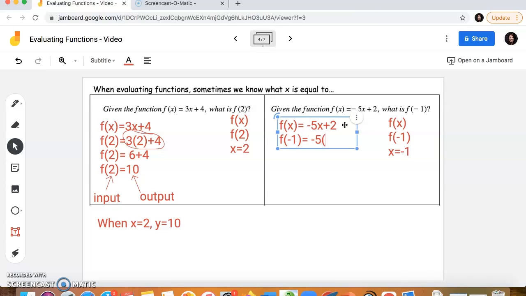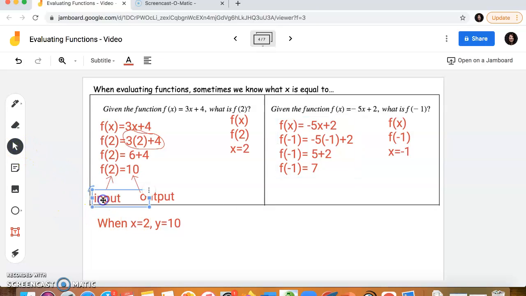Now be careful, the 5 is negative here. So we're just replacing that with a -1. And I'm going to go ahead and write this -1 here a couple times. Okay. And so we're going to multiply first. -5 times -1 is a +5. And when you add 5 and 2, you get 7.